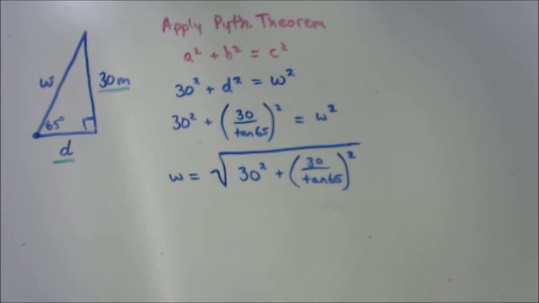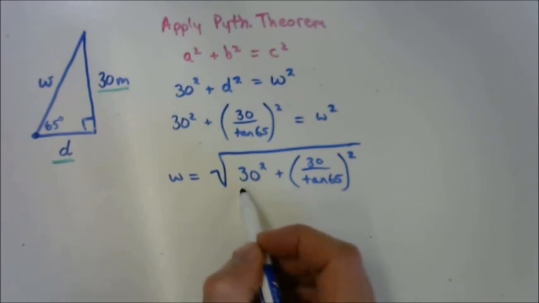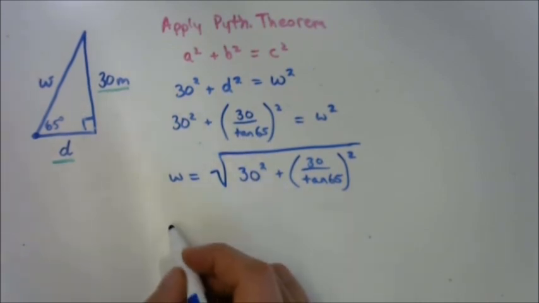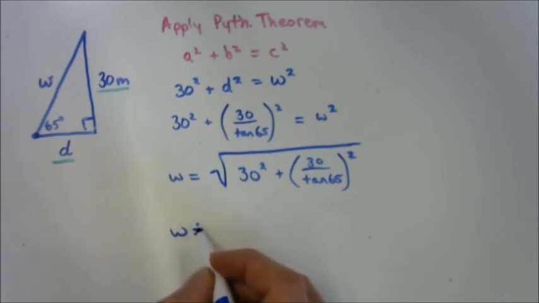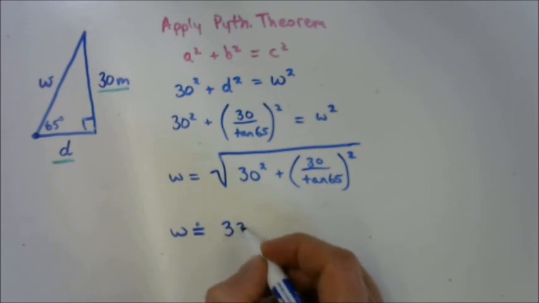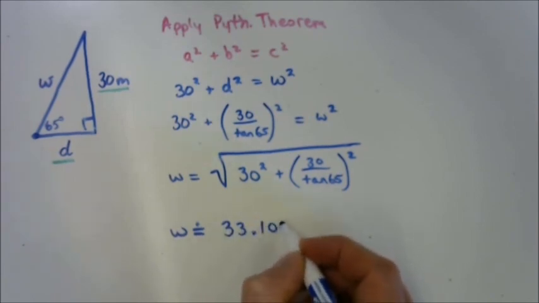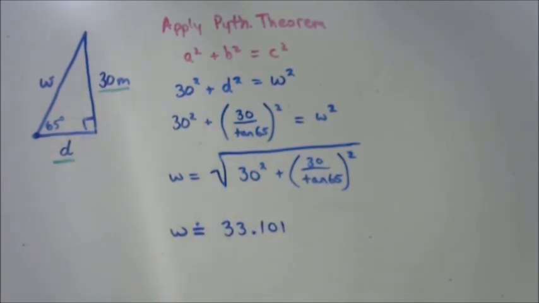Now when you do it in your calculator, you can do it step by step, or very carefully with correct brackets, you can actually do the whole thing all at the same time. You know that 30 squared is 900. 30 times 30 is 900. And if you carefully type this into your calculator, you will get an approximation for the length of the wire as 33.101, and that's measured in meters.